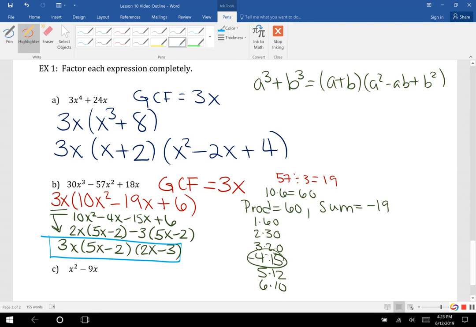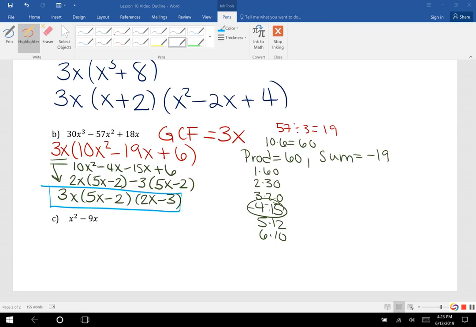All right, last one. We're going to start the problem by looking for a GCF. We can take out an x in this one. So if I pull out an x, I'm left with x minus 9. I have 2 terms. We can only factor 2 terms if it fits into a pattern. And because I don't have an x squared, this is not a difference of squares. This is it. This is my final answer. I actually can't go any further with this one.